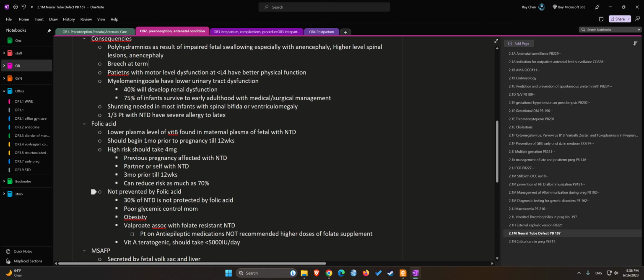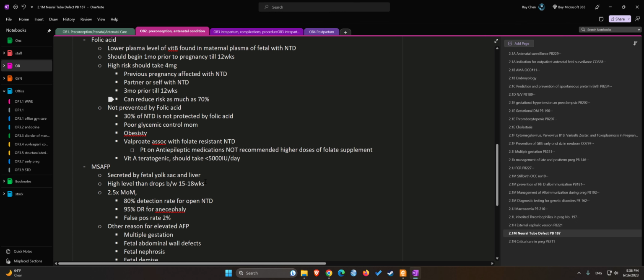Not prevented by folic acid: 30% of NTD is not protected by folic acid, such as in poorly glycemic-controlled parents, moms, and obesity. Valproate is associated with folate-resistant NTD. Patients on anti-epileptic medication are not recommended to have a higher dose of folic acid supplements.